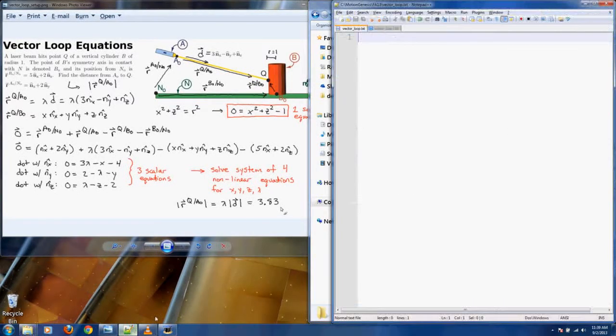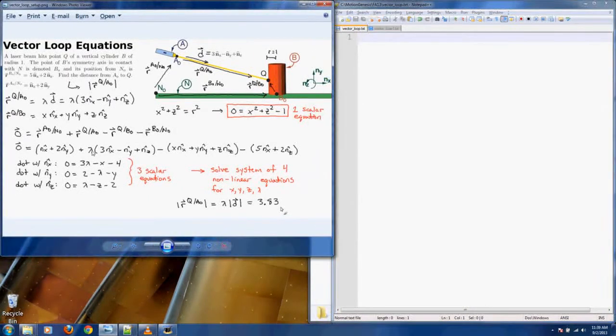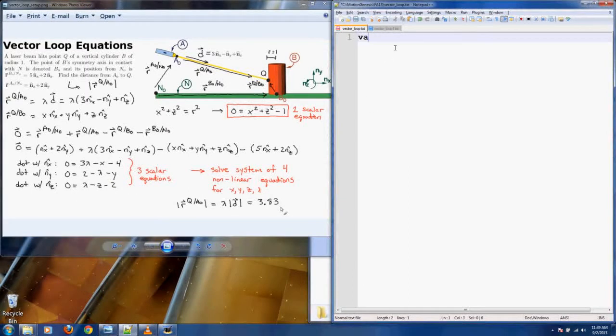So here I have an empty text file where we'll work out the solution. Since I've already worked out the system of equations that I want to solve, I can simply define my variables, type in the equations, and solve it. So first I'll define my variables, which are x, y, z, and lambda. Next I'm going to set up a system of equations, and in MotionGenesis that's basically just declared as a matrix of equations. So we'll give it a name, like my system, and then we'll say that the first equation in this system is equal to this first equation over here.